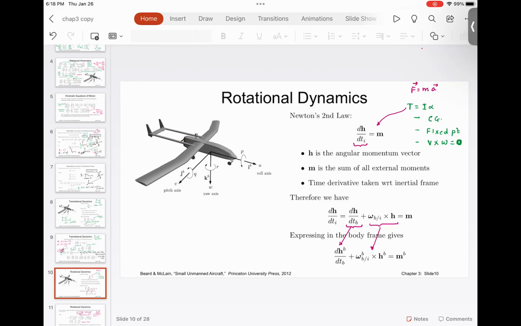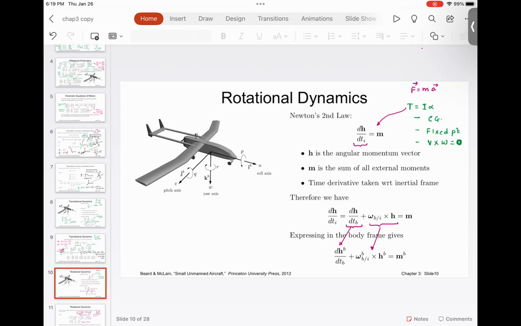You can derive the exact same expression if you take moments about the CG. So this is CG. The only problem is, if you take moments about the CG, you have to consider the reactions at the support. So for example, if you are going to take moments about the CG, then you will have to take into account, say, Ry and Rx.